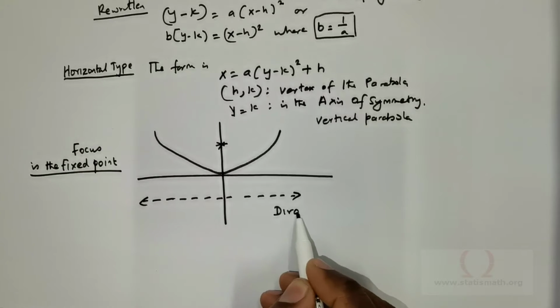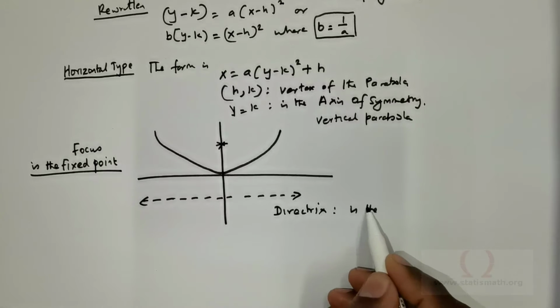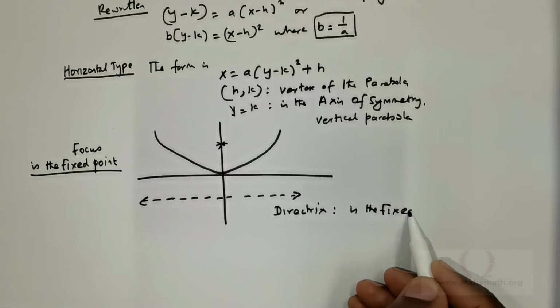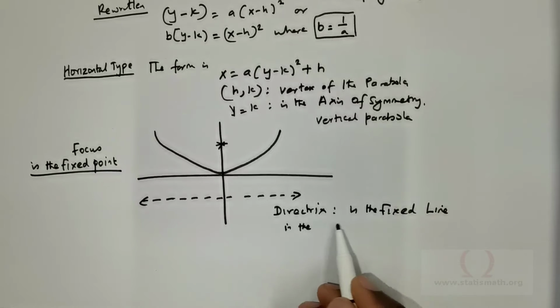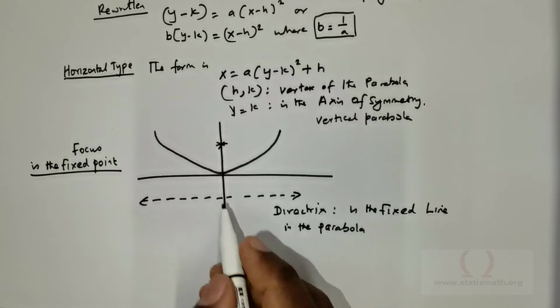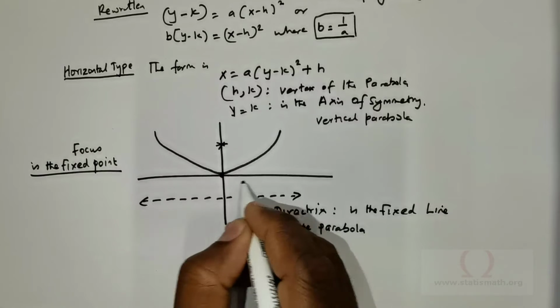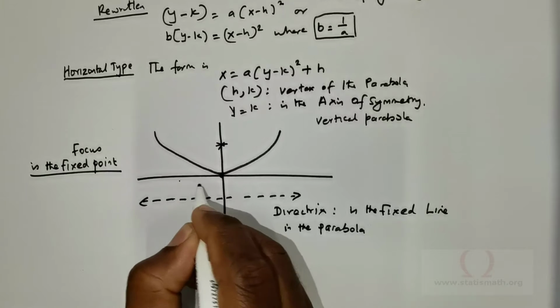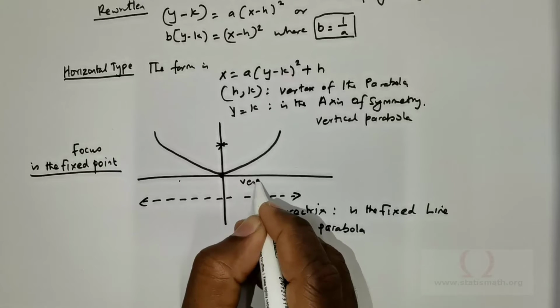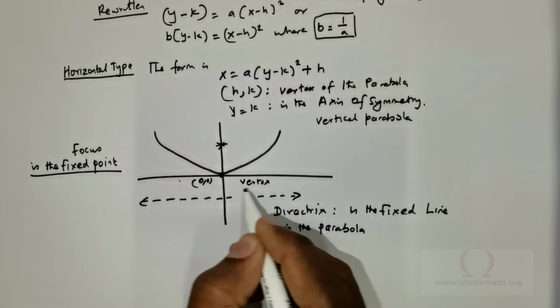Now, there is another thing you all have to know, which is called the directrix. Now, what is the directrix? Directrix is the fixed line of the parabola. So these two things are very important. Now, this point which you see here is called the vertex. Okay, so let me write it down here. It's called the vertex. Now, in this case, the vertex is 0, 0.